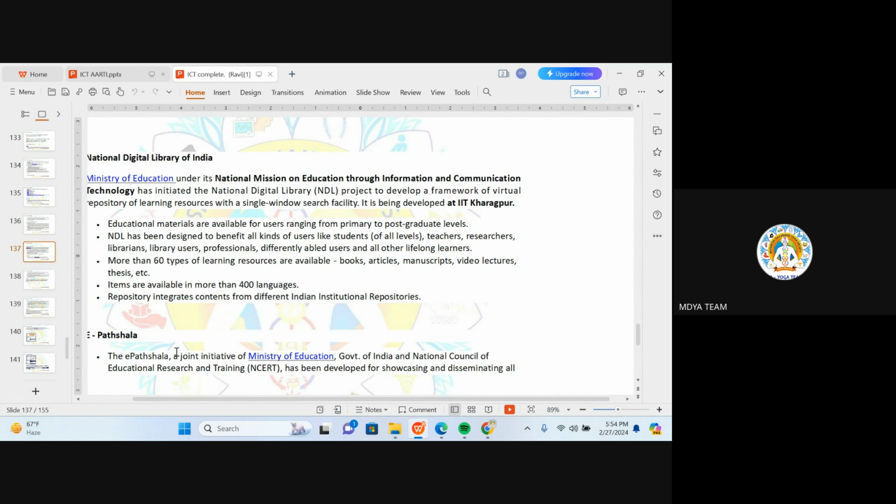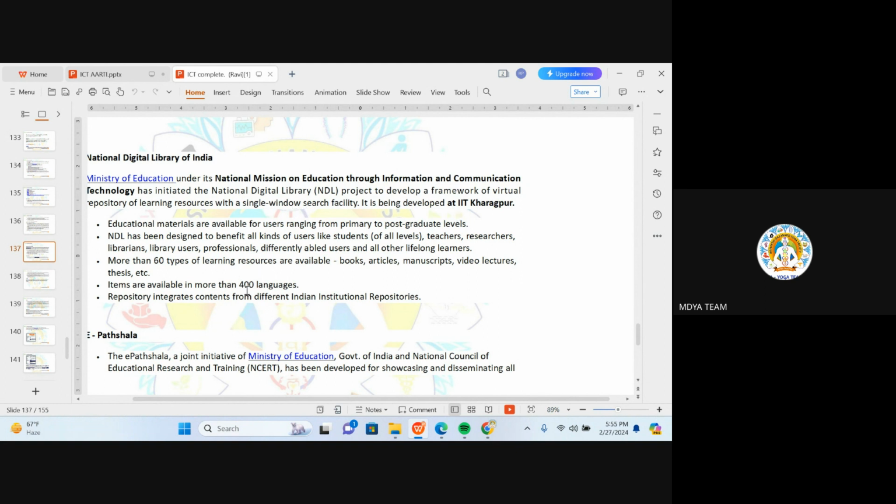It provides a framework of a virtual repository. What is a repository? Where you can get all the data, you can say a godown of education, a big container of education. A virtual repository of learning resources with a single window. In a single window, you can get all the learning resources. NDL of India is developed by IIT Kharagpur. You just have to remember the name.